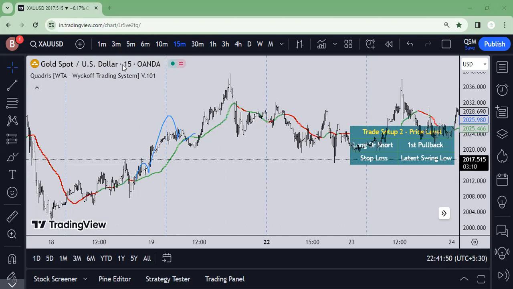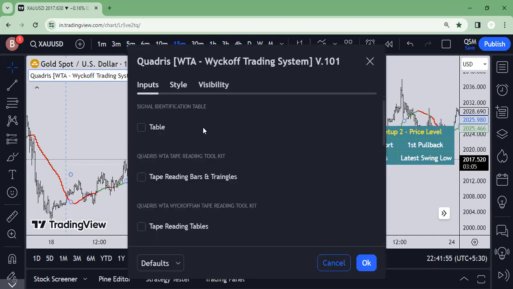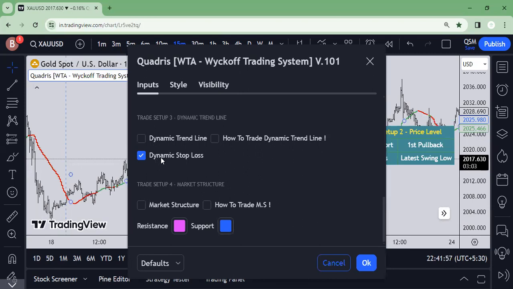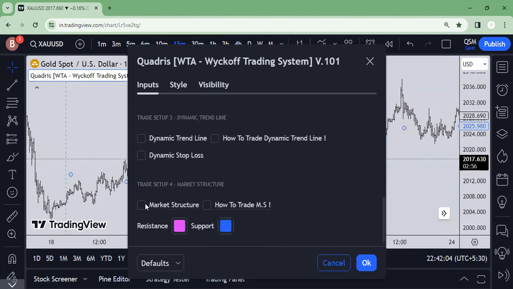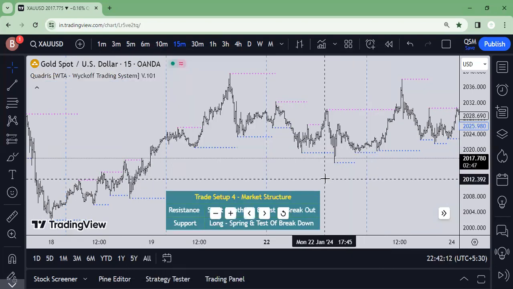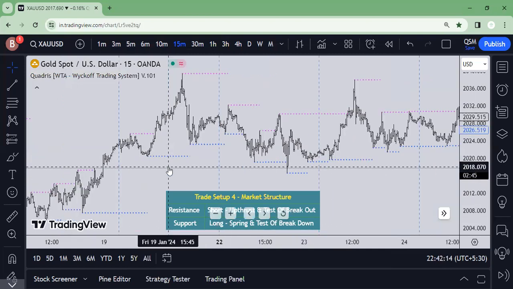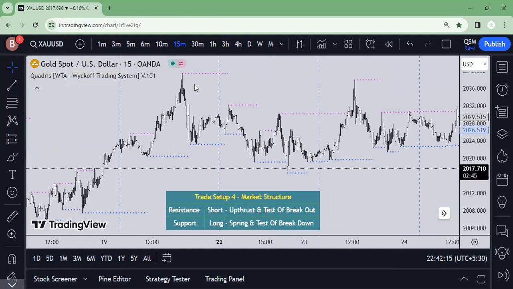Now, the final thing which is there, market structure. And how to trade based on market structure. Market structure is nothing but support, resistance, support, resistance, support.